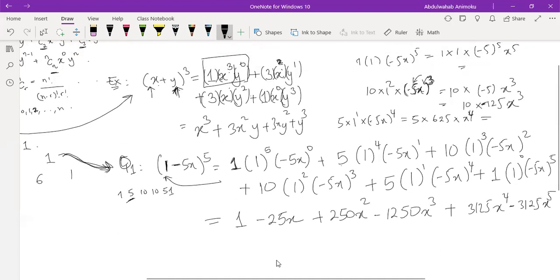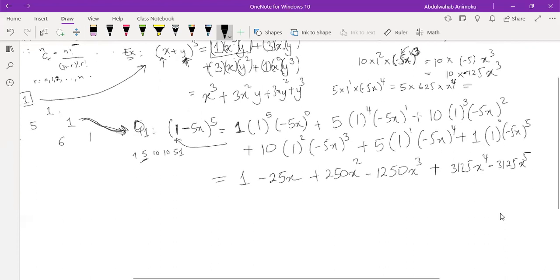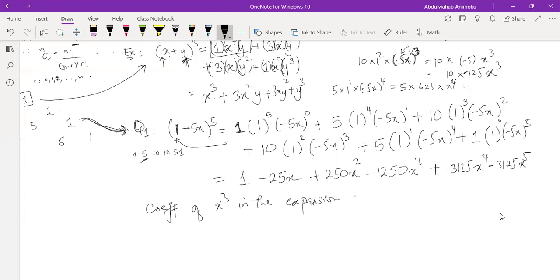Okay. Now, one thing that you should note is the next question that you might have is, what is the coefficient? So let's just do that. What is the coefficient of x cubed in the expansion? We're going to show this in future videos as well. In the expansion of 1 minus 5x raised to the power 5, your answer here is just this number in front of x cubed. So the answer will be minus 1,250.